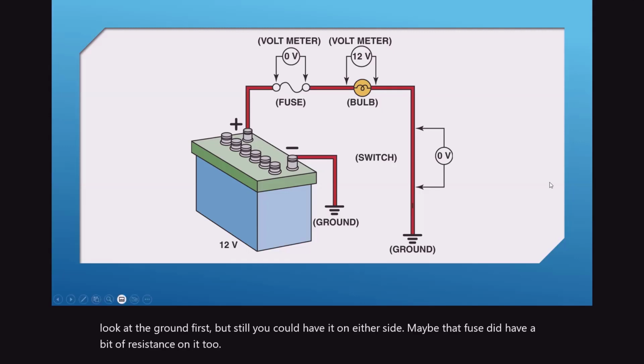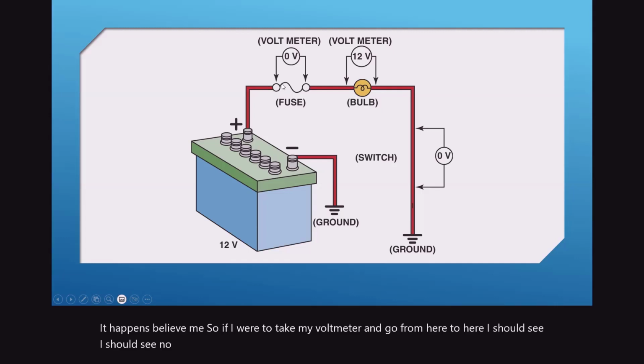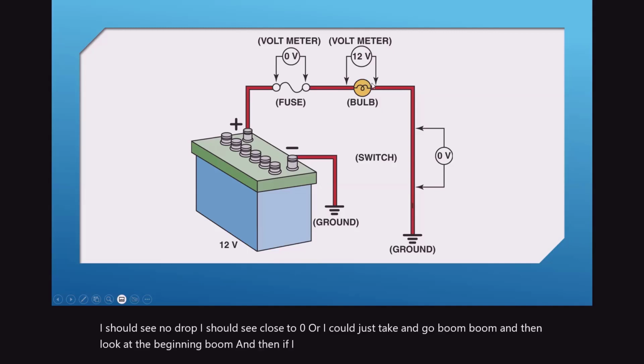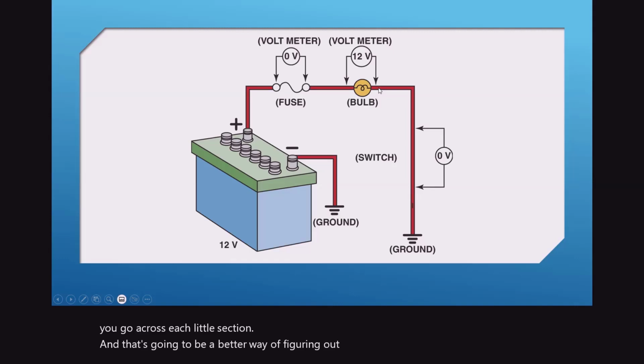It happens, believe me. So if I were to take my voltmeter and go from here to here, I should see no drop. I should see close to 0, or I could just go boom, boom, and then look at the beginning, boom. And then if I went to my positive this side, I would see 0. But it's better to do voltage drops, and that's where you take the meter and you go across each little section. And that's going to be a better way of figuring out that actual problem.